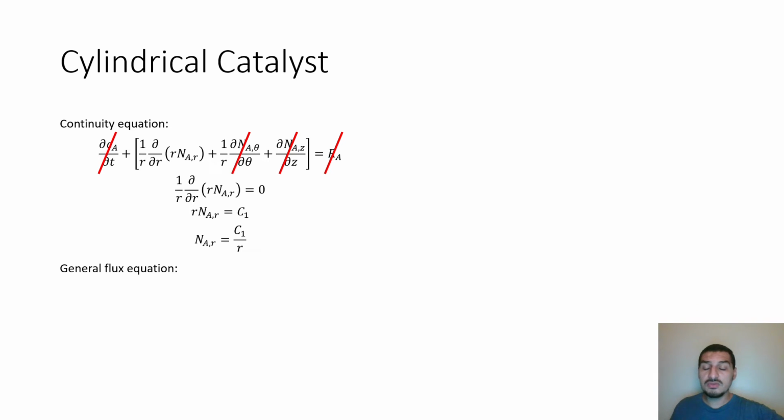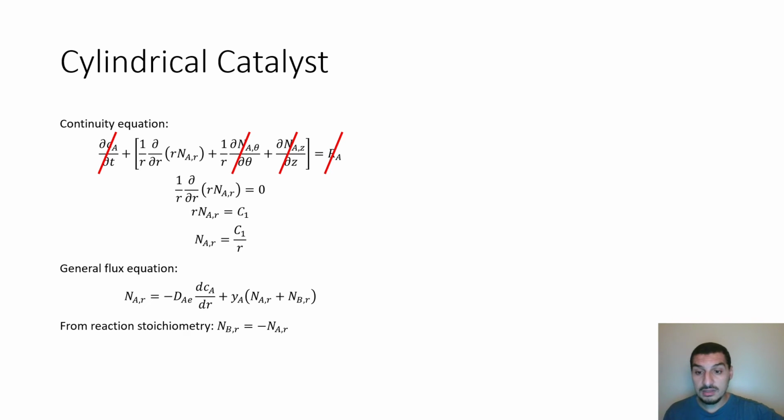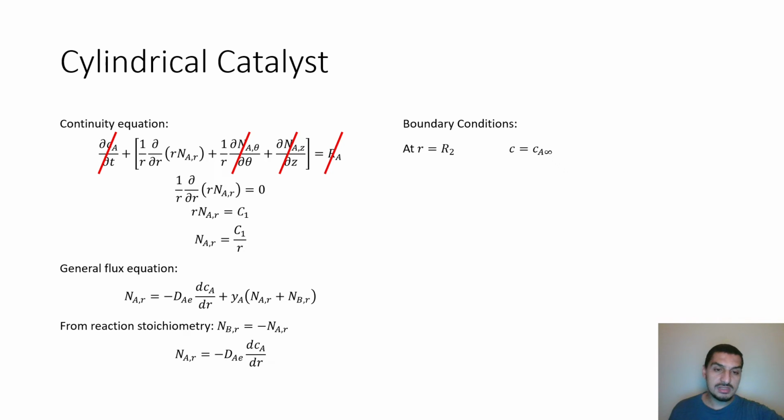Now I can use the general flux equation, which is the general form of the equation. I can say that N_A equals negative N_B because it is equimolar counter diffusion. I have diffusion of A and B going in opposite directions, so I can get this from the stoichiometry of the reaction, and then I can say that N equals negative D multiplied by dC by dR. Now I can put the two equations together, but before that I need to see the boundary conditions. I have a boundary condition at R2 that C equals C infinity, and at R1 C equals C_AS, and this is one point that I think might be kind of tricky here.